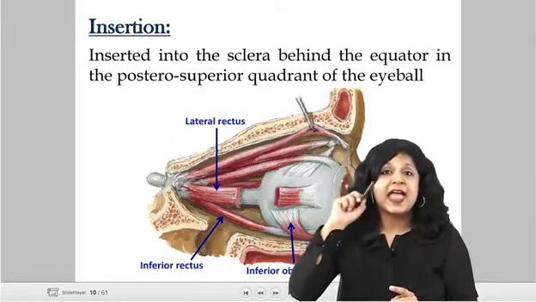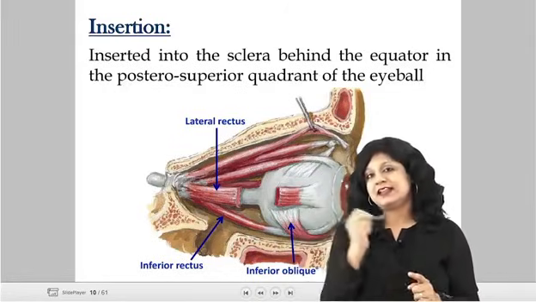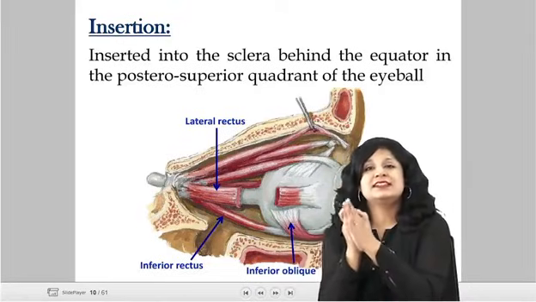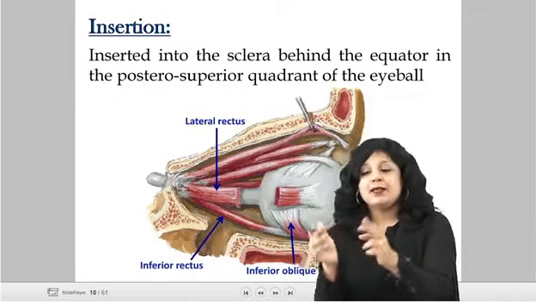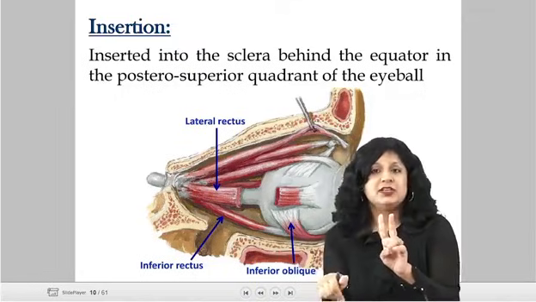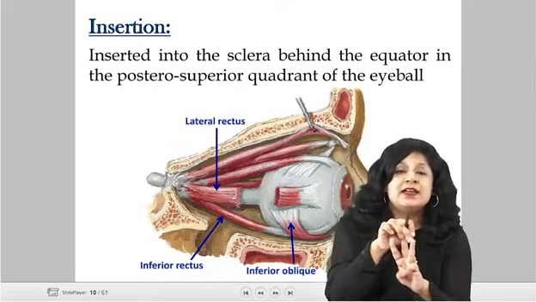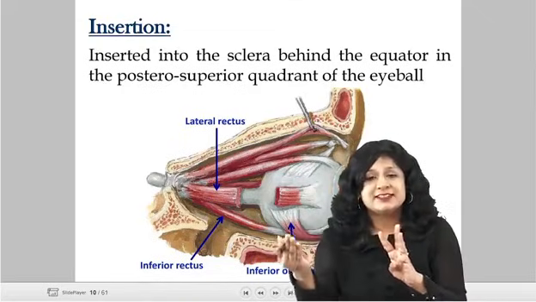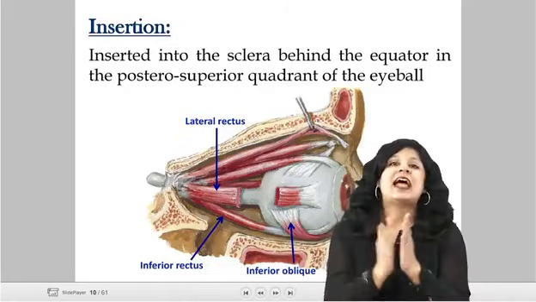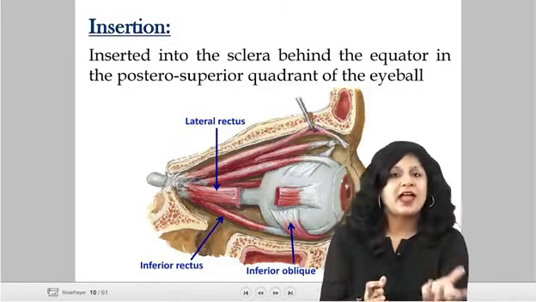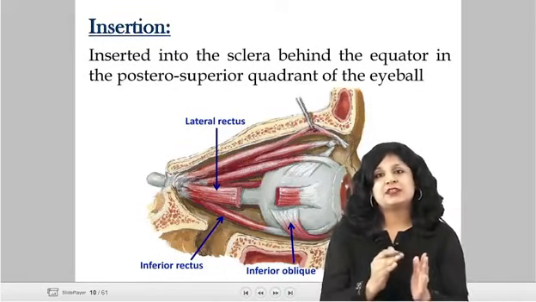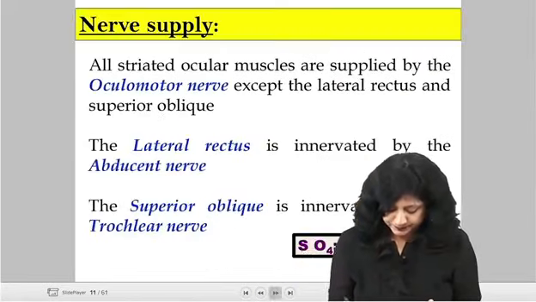Tertiary action was abduction because they are inserted on the posterolateral surface of the sclera, because they are behind the equator, so in the opposite direction. But superior oblique is on the supralateral surface and inferior oblique on the inferolateral surface. That is why one is superior oblique and one is inferior oblique. So this was about the origin and insertion.